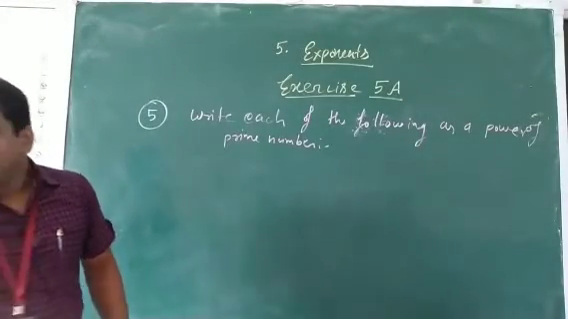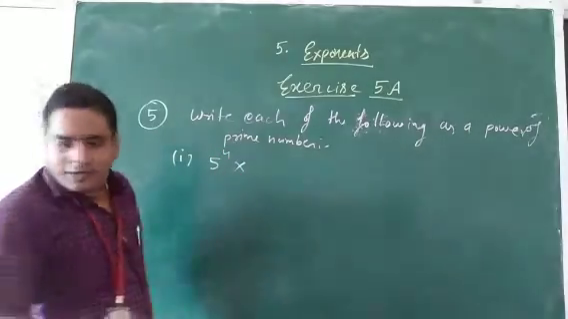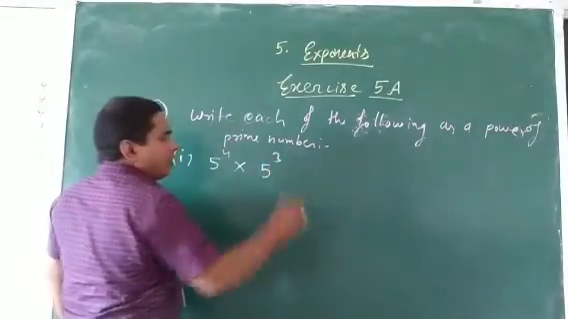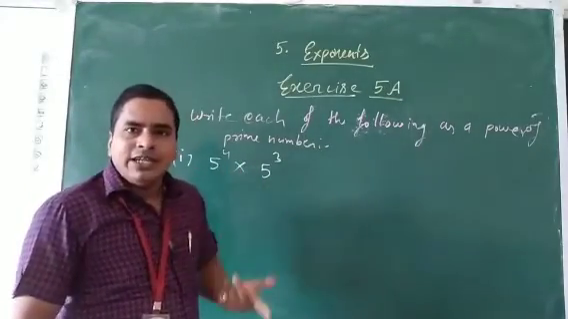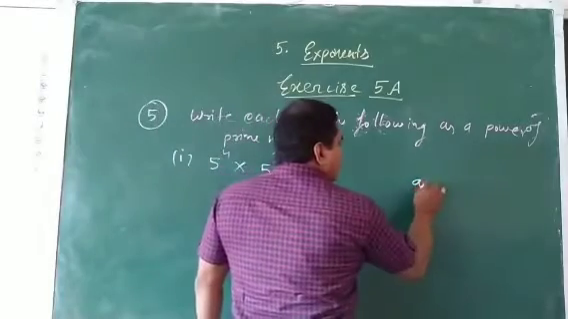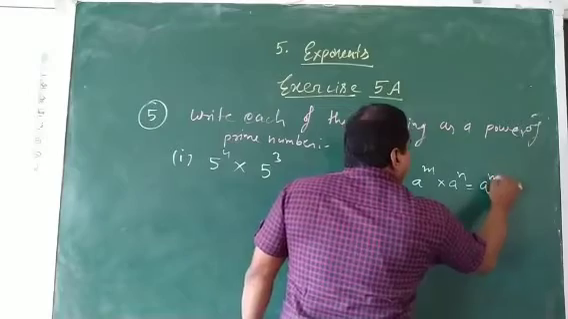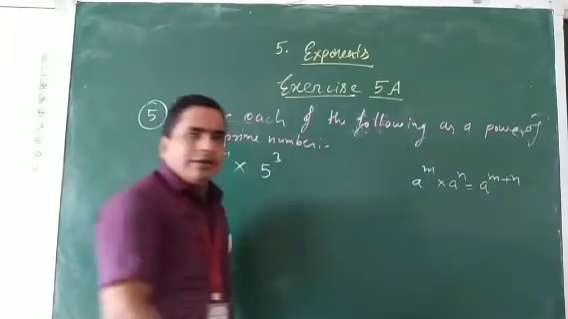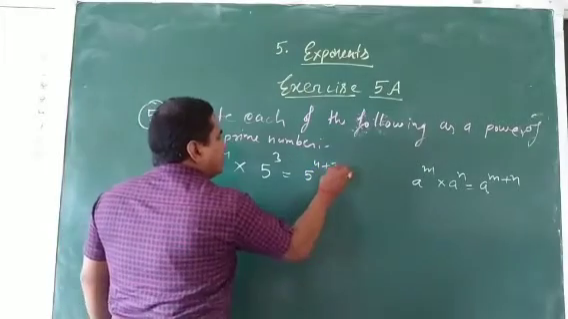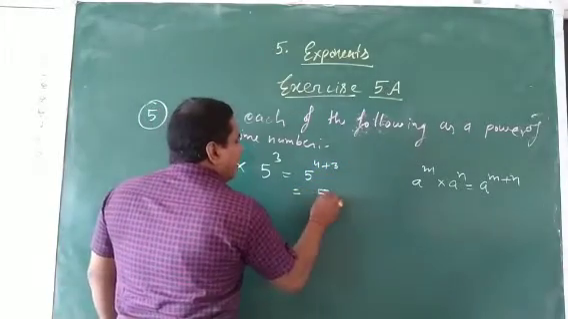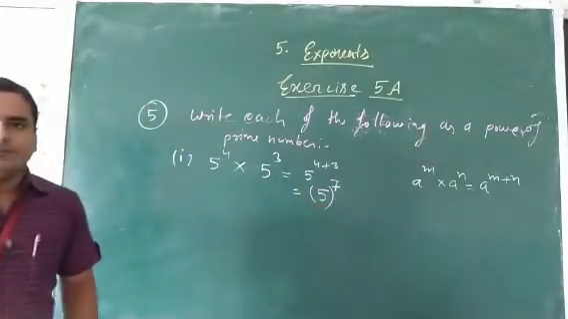See here first question. 5 to the power 4 into 5 to the power 3. Here in both exponents the base is same and power is different. So use this rule or concept: a to the power m into a to the power n is a to the power m plus n. Okay, so apply here 5 to the power 4 plus 3. So you will get 5 to the power 7.